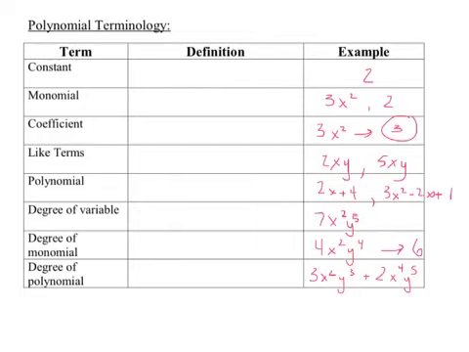Not three. Wait, isn't it the biggest? But the monomial I'm asking, not the whole thing. The degree of this monomial. What did we say in the last line? How do you find the degree of monomials? The monomial would be 5. Yeah, so the first monomial, its degree is 5 over here.